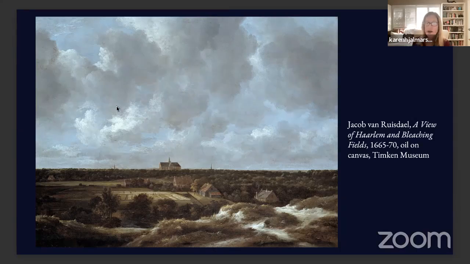So this is the Haarlem bleaching fields. The bleaching fields are here in the center, the middle ground of the painting. We have this very low horizon line. That is because Van Ruysdael was very interested in scientific study. He looked at the clouds. And then this church, St.